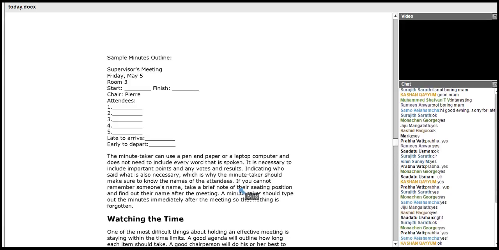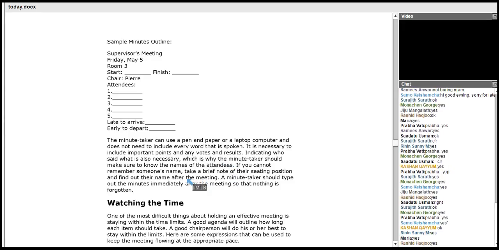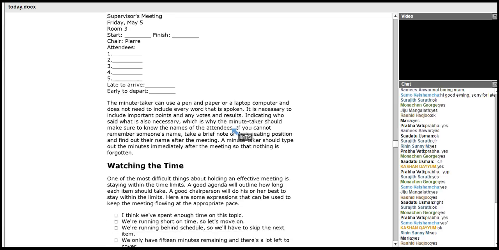If you cannot remember someone's name, take a brief note of their sitting position and find out their name after the meeting. A minute taker should type out the minutes immediately after the meeting so that nothing is forgotten.